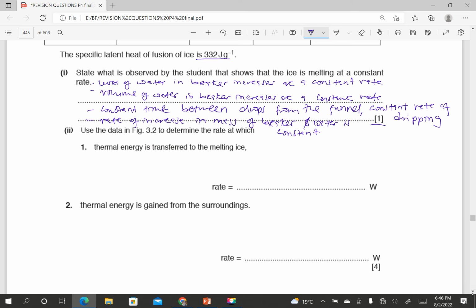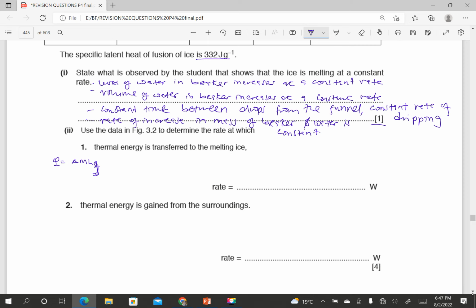So any of those will be observed to show that the ice is melting at a constant rate. Use the data in the figure to determine the rate at which the thermal energy is transferred to the melting ice. Thermal energy is gained from the surrounding. So the rate of transfer is going to be the mass times latent heat of fusion. The thermal energy which goes to the melting ice should be the change in the mass of ice melting times latent heat of fusion, but we want the rate.